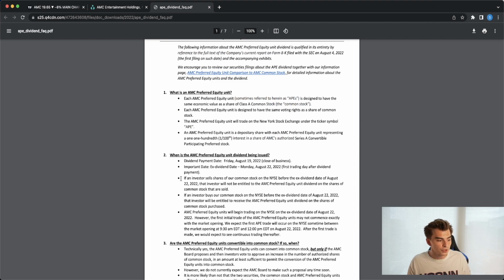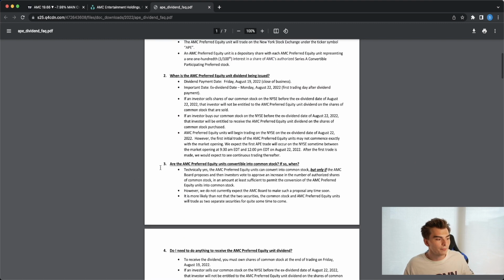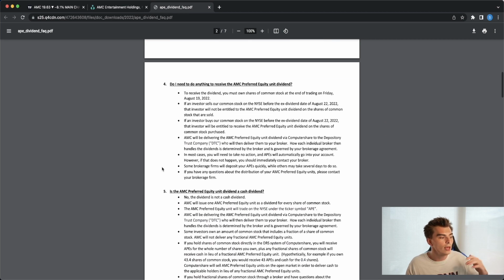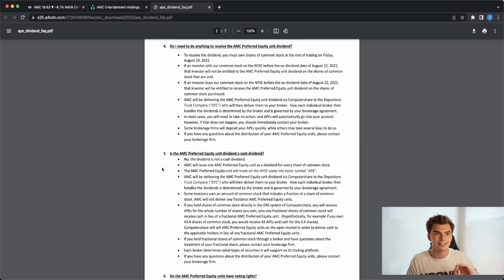But there's a couple of things that we need to also clear up as well. Are they convertible? Yes, they are convertible, but only if the investors right now vote to have those APE preferred equity units converted, those AMC preferred equity units, the dividend, to actually get converted into common shares. Do you have to do anything else? No, it is not a cash dividend, but at the same time, if you do have fractional shares, they're not going to be giving out fractional shares of APE. So your broker may come in and offer you the cash equivalent value. That is a possibility going forward.